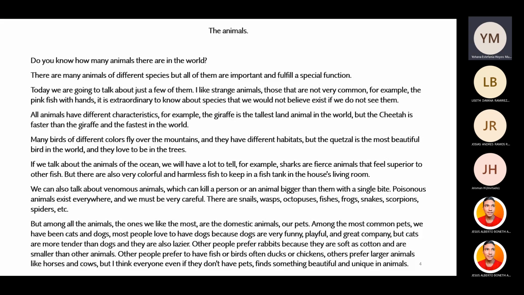Other people prefer rabbits because they are soft as cotton and are smaller than other animals. Other people prefer to have fish or birds, often ducks or chickens. Others prefer animals like horses and cows. But I think everyone, even if they don't have pets, finds something beautiful and unique in animals.